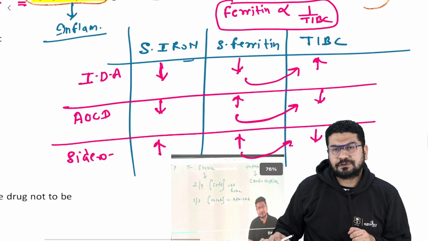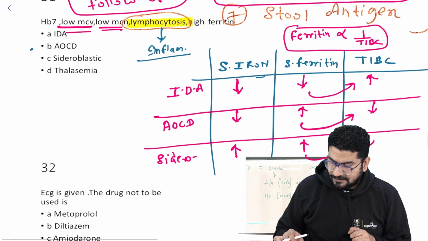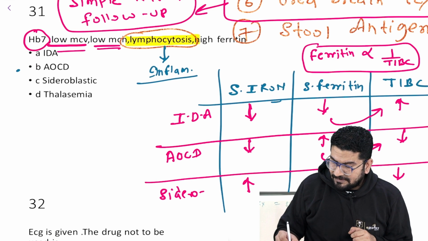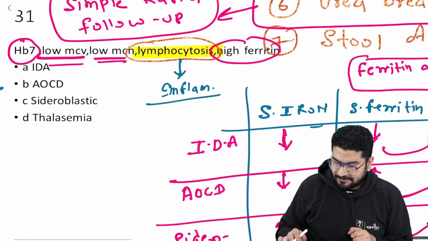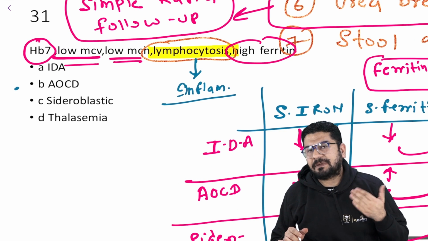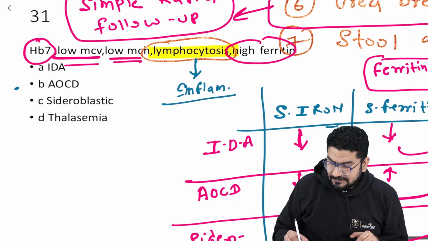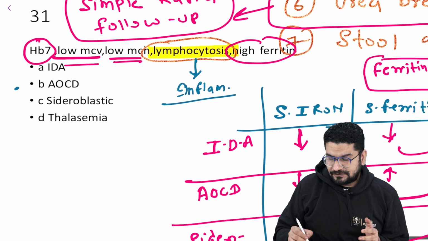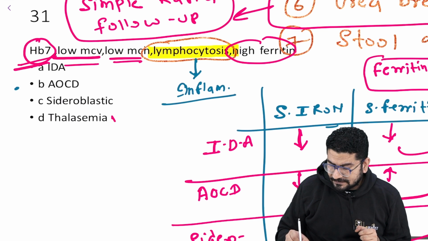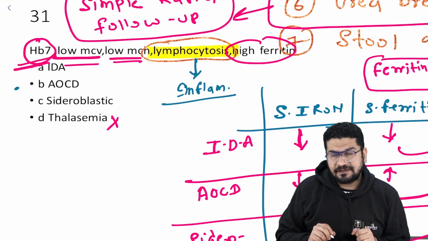So let us solve this question. What you can see there is hemoglobin is less, low MCV, but high ferritin. High ferritin is given. So remember, whenever it's a thalassemia, depending on the type of thalassemia, like minor or major, that will lead to more hemoglobin loss. So you can see hemoglobin is less, so this could be thalassemia major, but there is no high ferritin in thalassemia.